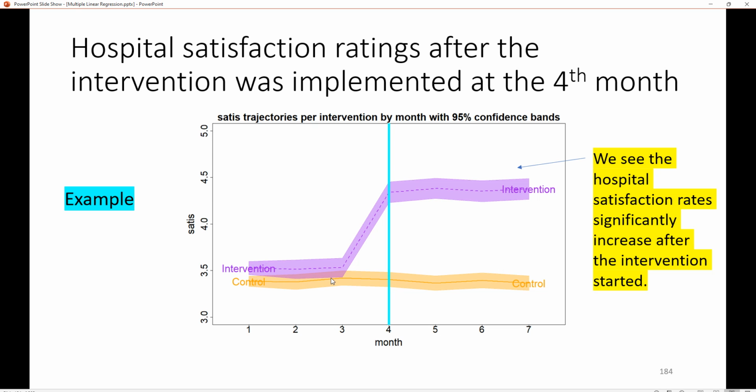So for the first 3 months, they both have similar rates of about 3.5. After the intervention is implemented, we see the intervention group have average satisfaction ratings go up by a whole point. It went up from 3.5 to 4.5 points, and then remained consistent over time. So that would show that there is an intervention effect, and you can see that graphically here by that shift in that intervention line. It increased during the same period that the intervention was implemented and remained constant at that rate.